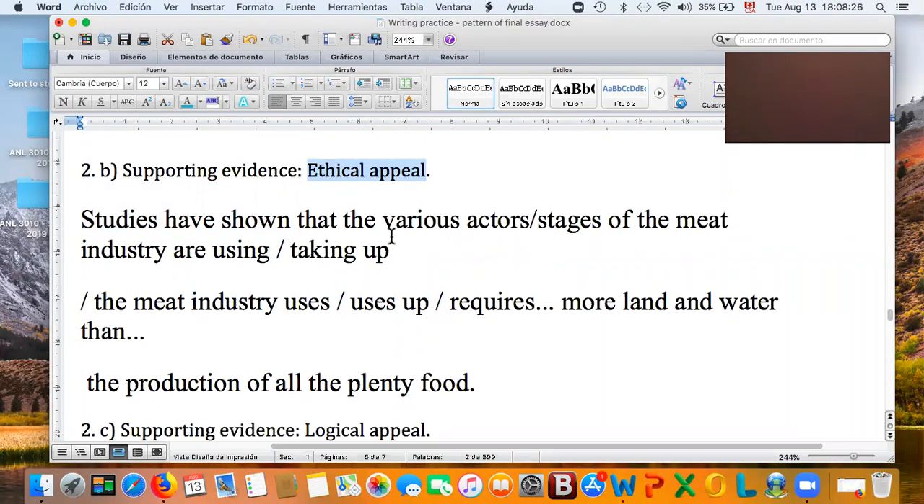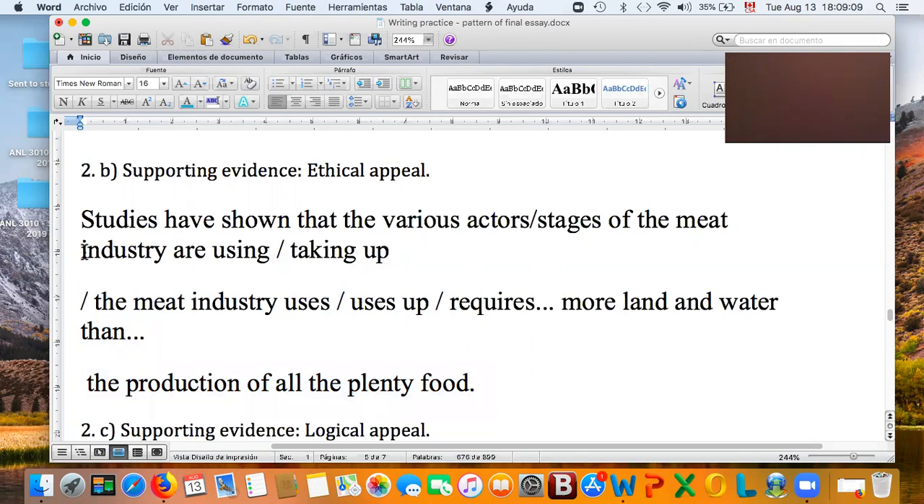All right, so studies have shown that the various actors or the various stages of the meat industry are using or taking up, what are they using or taking up? They're more land and water. Now this part here, I couldn't understand. I'm going to leave that without comment for the moment. I didn't really get it. But studies have shown that the various actors of the meat industry, the various stages of the meat industry, are using or use, are taking up or take up more land and water than someone else.